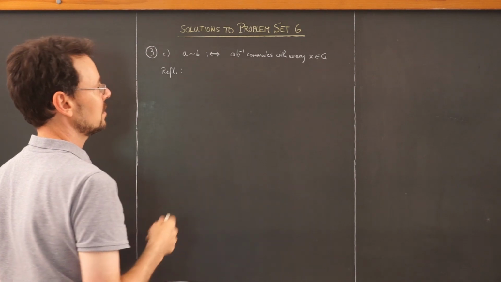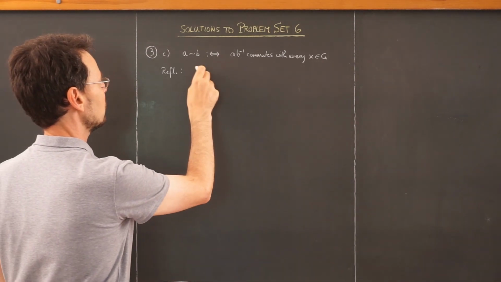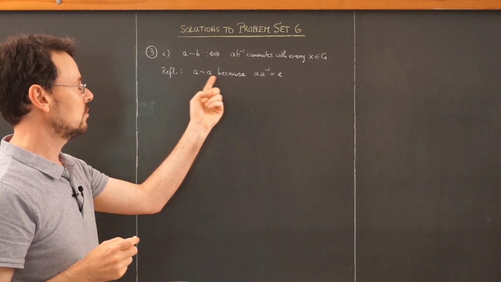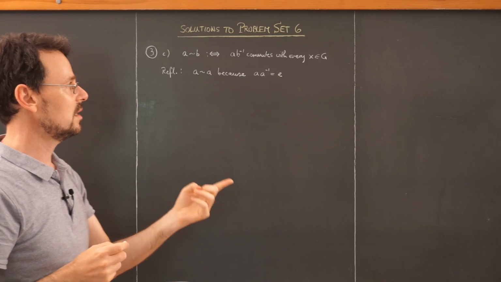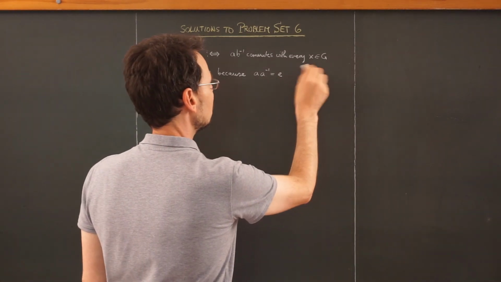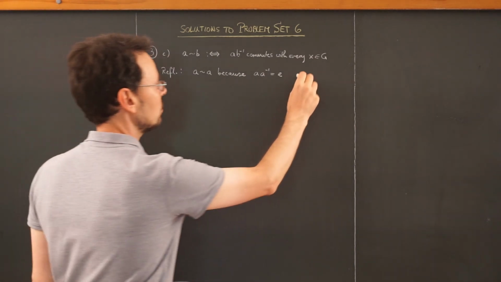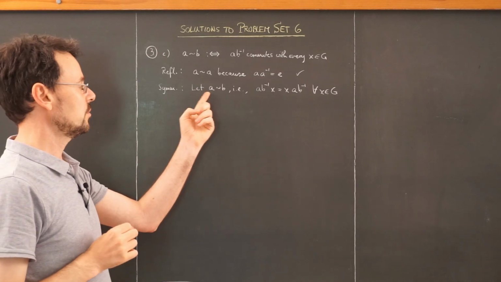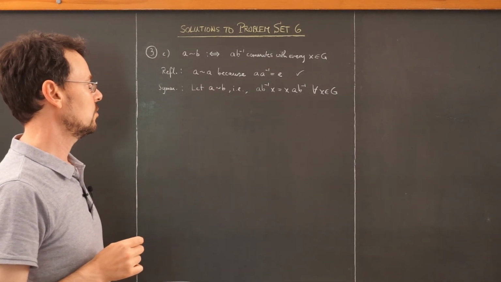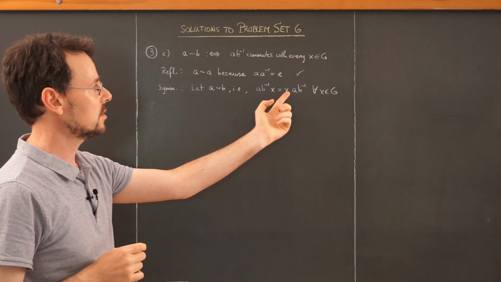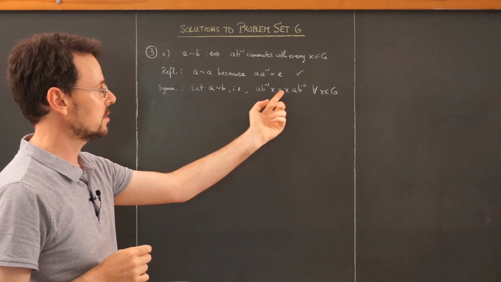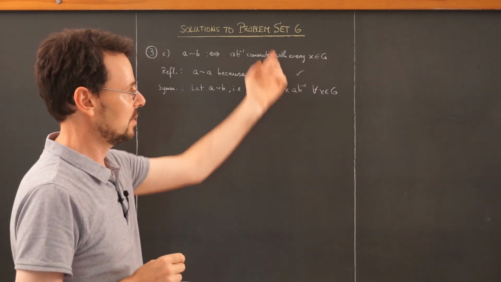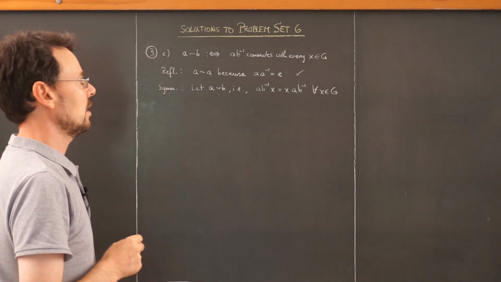So let's check if it's indeed an equivalence relation. So, as always, reflexivity is easy. A is equivalent or related to A because A A inverse is the identity, and this commutes with every element of the group. Do not need to write that down. So this is clear. So for symmetry, we assume that A is in relation to B, meaning that A B inverse X is the same as X A B inverse for all elements of the group. This exactly means commuting with all elements.